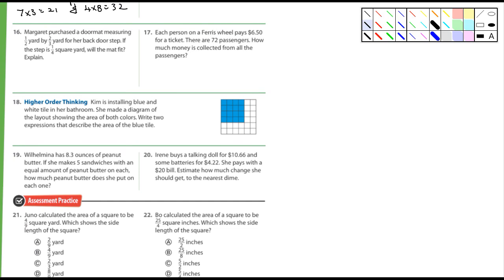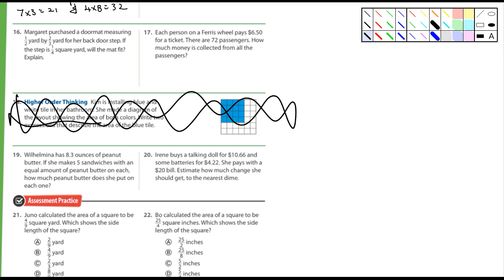Each person on the Ferris wheel pays $6.50 for a ticket. There's 72 passengers. Oh, 17, just going to multiply 6.50 times 72. 18, higher order thinking. Write 2 expressions that describe, I'm not worried about that. You guys can skip 18.